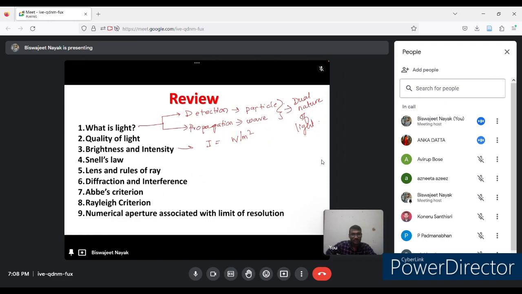Brightness is described as how many particles a source can emit per unit area per solid angle per second, that is, flux density per unit solid angle. So its unit is defined as per meter square into steradian.